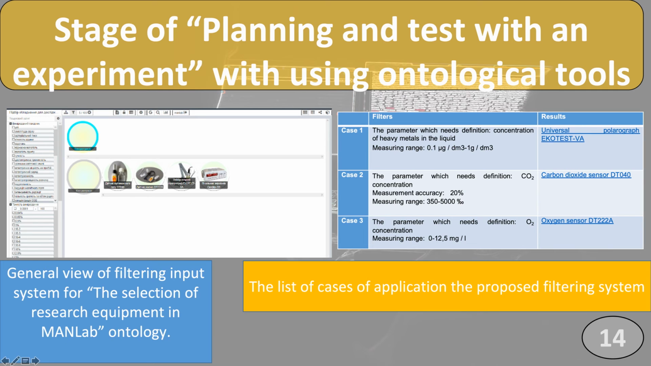For example, we need to find the specific instrument with concrete parameters. We will select the parameter which needs definition. Okay, we need to define the concentration of heavy metals in the liquid. So our ontology will provide a specific result. In this case, it would be Universal Polygraph Echo Test VA.